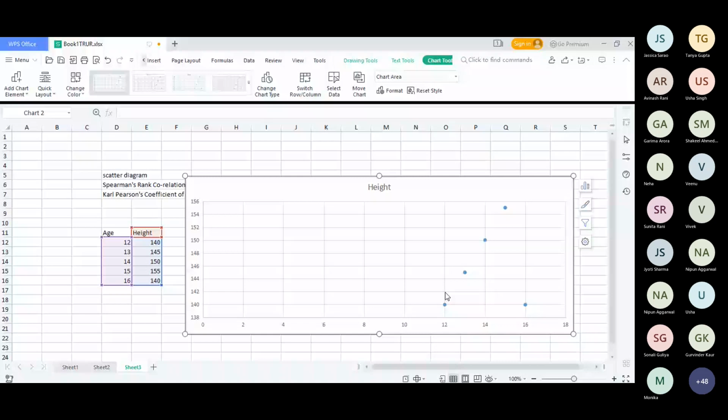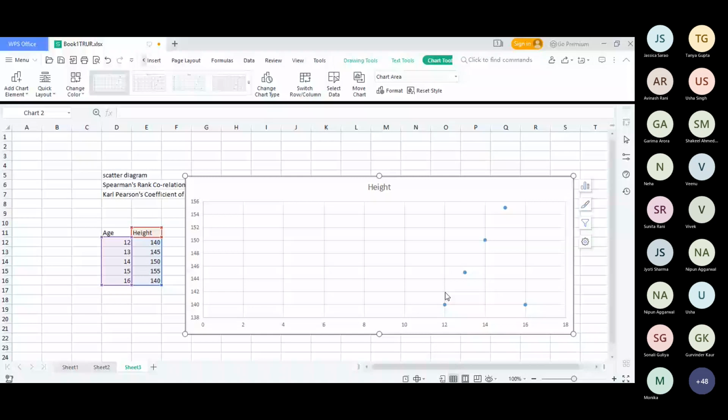But if we want to find the exact measurement, then we have to go to either Spearman's rank correlation or Karl Pearson's coefficient of correlation. These will tell me the exact quantity. As I have already told you, the coefficient of correlation lies between -1 and +1. So Karl Pearson's coefficient and Spearman's will tell me the value, whether it is -0.5, -0.6, 0.5, 0.8 or 0.9, whatever. That will be signified by that particular quantity.